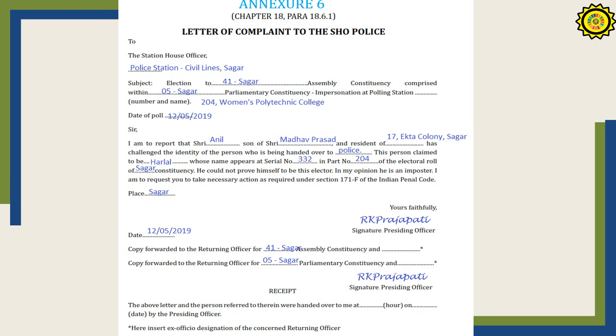Then, the Presiding Officer will do the summary inquiry. In case the challenge has been established, the Presiding Officer should hand over the person to the policeman on duty together with the complaint letter addressed to the station house officer of the police station in the jurisdiction of which the polling station falls. On the last part of the format, the presiding officer will put his signature and seal along with date and place.